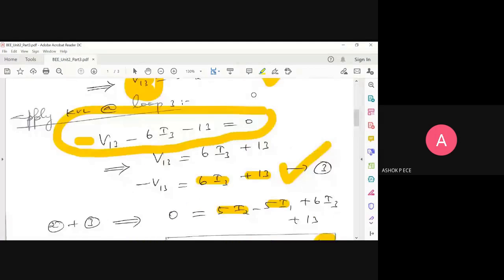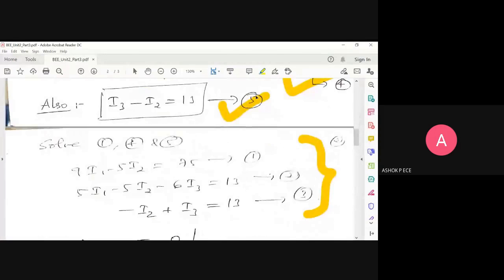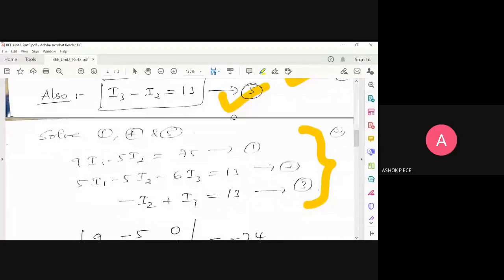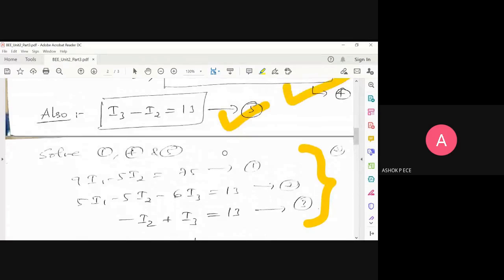So three equations are there. Please solve it and tell me the answer. You can use Cramer's rule, substitution, or elimination, do anything and tell me the answer. Sir, I1 is 5 ampere, sir. If you're using Cramer's rule, can anybody say the value of delta? Delta is minus 74, sir.